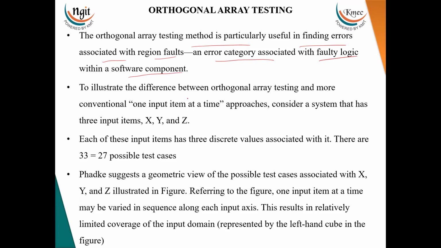To illustrate the difference between orthogonal array testing and more conventional one-input-item-at-a-time approaches, consider a system that has three input items called X, Y, Z. Each of these input items has three discrete values associated with it. There are 3^3 = 27 possible test cases. A geometric view of the possible test cases associated with X, Y, and Z is illustrated in the figure. Referring to the figure, one input item at a time may be varied in sequence along each input axis. This results in relatively limited coverage of the input domain, represented by the left-hand cube in the figure.